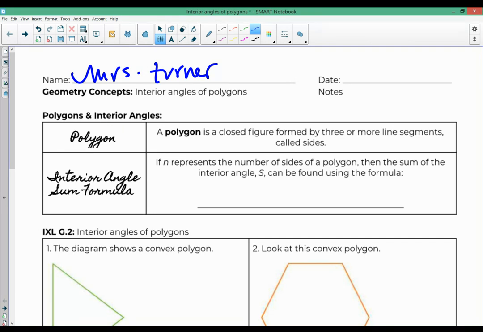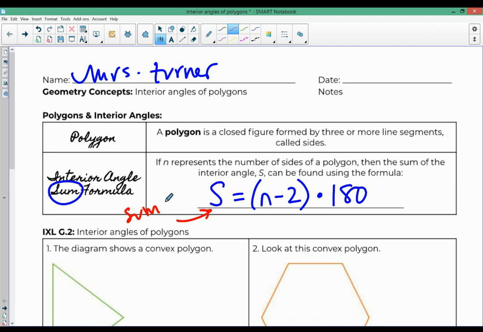So reviewing some vocabulary from middle school. A polygon is a closed figure formed by 3 or more line segments called sides. And then the interior angle sum formula. So sum is important. If n represents the number of sides of a polygon, then the sum of the interior angle S can be found using the formula S equals n minus 2 times 180. So again, S is the sum of the interior angles, and n is the number of sides.